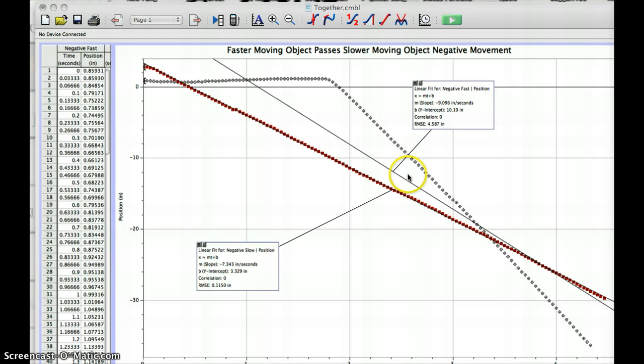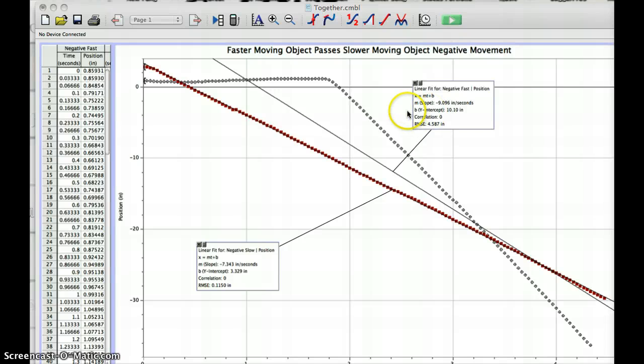And here we have the faster of the objects. Its slope would be roughly -9 inches a second. So every second it would move 9 inches in the negative direction, and that is clearly faster than the slower one. That's why it is the faster one. And its y-intercept, its starting point, is roughly 10 inches. They should be the same, but who cares?